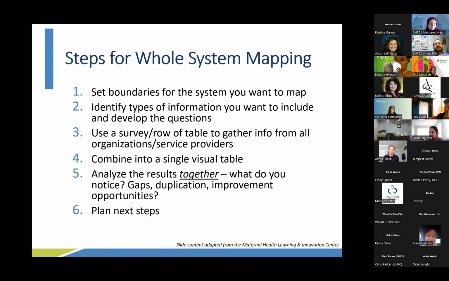So the steps: we want to set the boundaries of the system. I think that will emerge a little bit as we're talking. Identify the types of information. We've already populated some of the columns, but if in the conversation we feel like there are other columns we want to add, we're able to do that. A third step is to have the collaborative discussion around it. That's what we're doing today, adding to it.